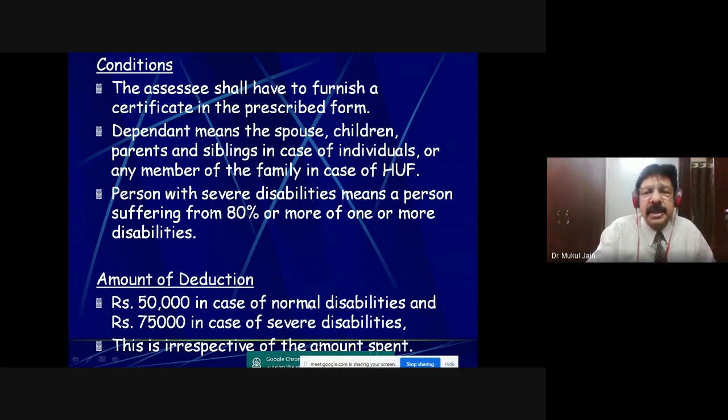तो अगर नॉर्मल डिसेबिलिटी है तो उसमें 50,000 का डिडक्शन मिलेगा. अगर सीवियर डिसेबिलिटी में आता है, जैसे हाथ खराब है या पैर खराब है या देख नहीं सकता या सुन नहीं सकता या बोल नहीं सकता, तो उसमें उसकी सीवियरिटी के ऊपर डिपेंड करेगा. तो अगर ज्यादा सीवियर है, 80% से ज्यादा, डिसेबल्ड है, तो 75,000 रुपीज तक का डिडक्शन ले सकते हैं. नीचे लिखा है दिस इज इररिस्पेक्टिव ऑफ द अमाउंट स्पेंट, और जरूरी नहीं है कितना अमाउंट स्पेंड किया है, उसको इतना फ्लैट डिडक्शन मिल जाता है इनकम से.